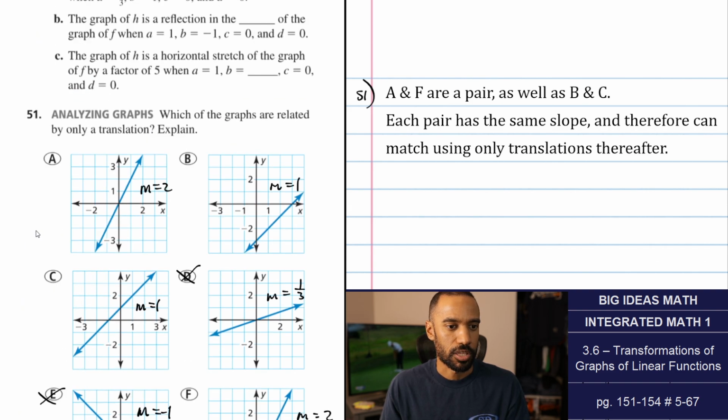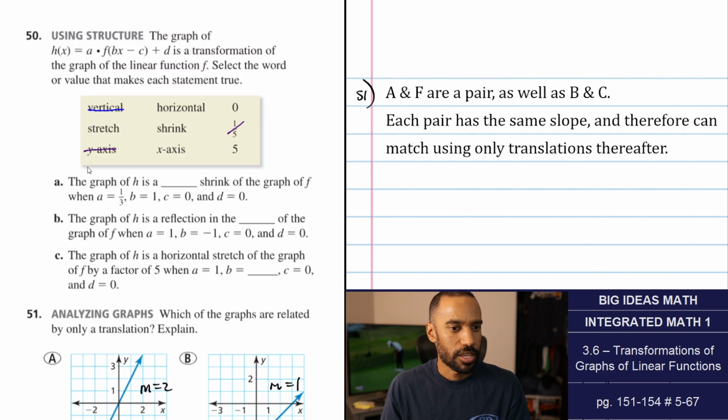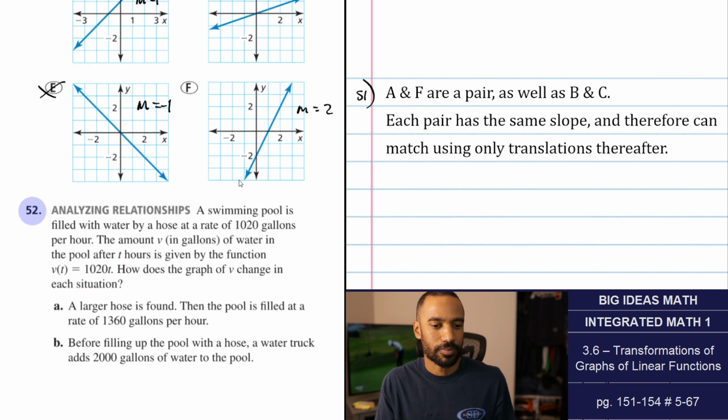Analyzing relationships. Was that this one too? No, analyzing graphs. Was this analyzing relationships? No, using structure. Okay. Doesn't matter.